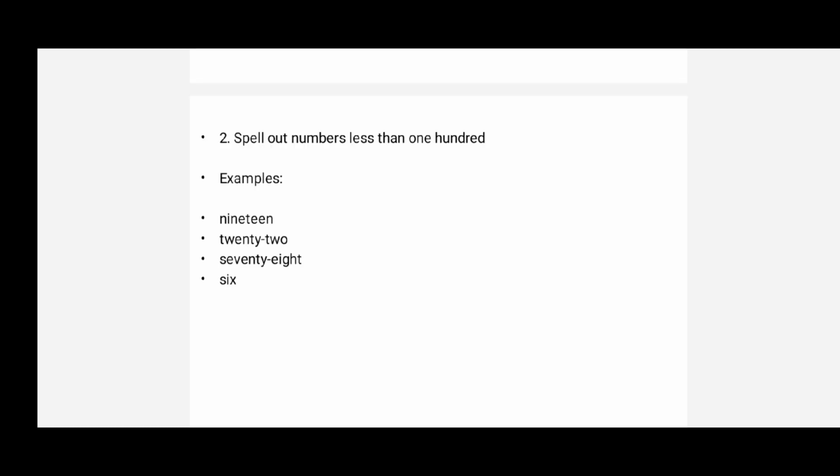Second rule is you should spell out number less than 100. Examples: 19, 22, 78, 6. In formal writing, we should write numbers in letters, not in numbers.